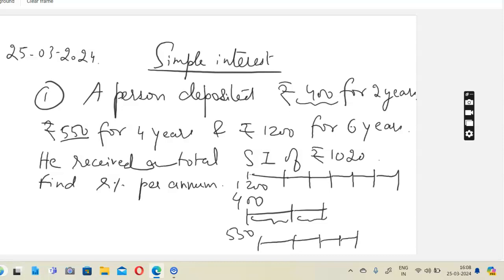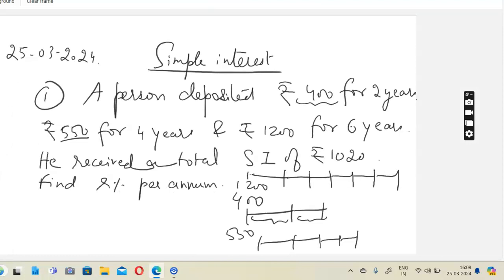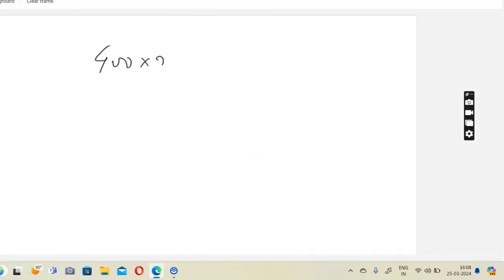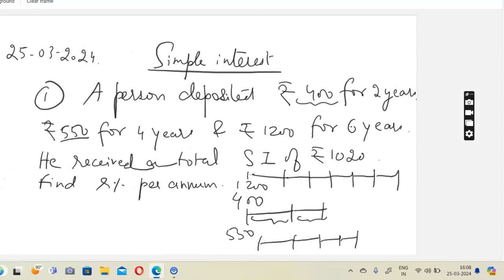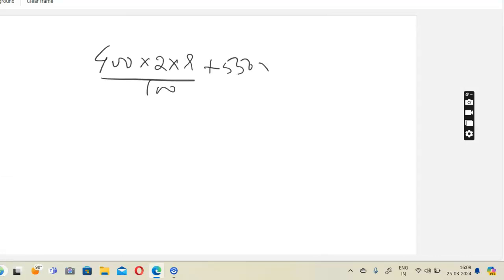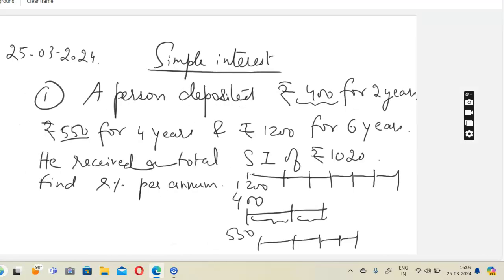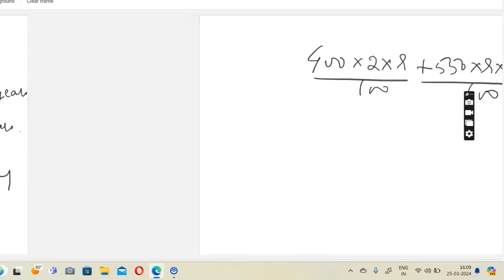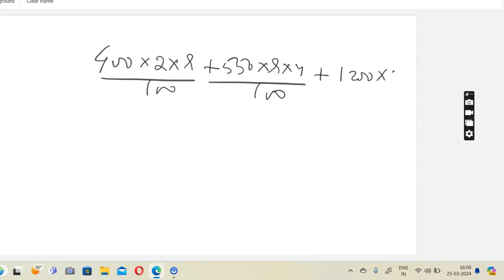Okay, so the logic is very simple. 400 into 2 into R by 100, plus 550 into R into 4 by 100, plus 1200 into 6 into R by 100. So all the three put together is 1020.